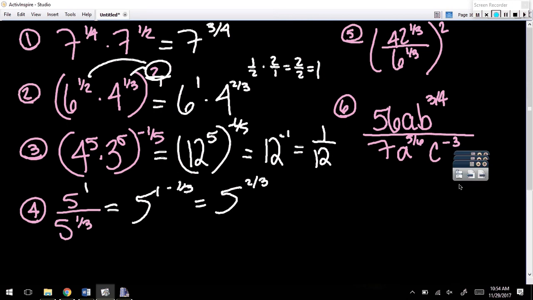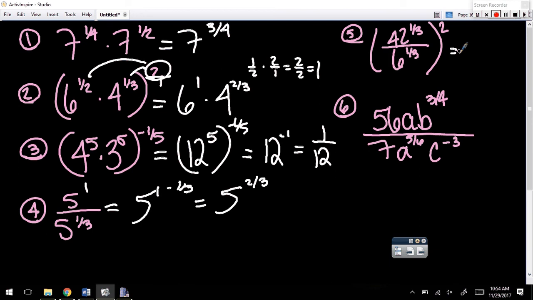Alright, number 5. Distribute to both. Okay, a couple of things. I hear distribute to both. Also you noticed that the exponents are the same inside. And I know that 42 can be divided by 6, right? What do we get?